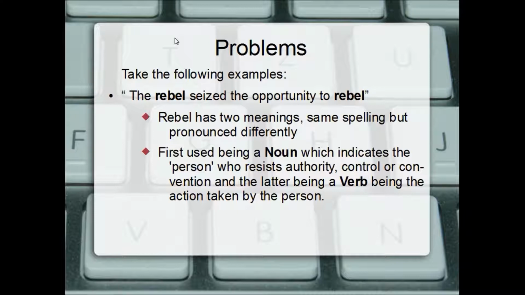Take, for example, the following sentences. The rebel sees the opportunity to rebel. In this context, the word has two meanings, same spelling but pronounced differently. The first used is a noun which indicates the person who resists authority, control or convention, and the latter is a verb, being the action taken by the person.